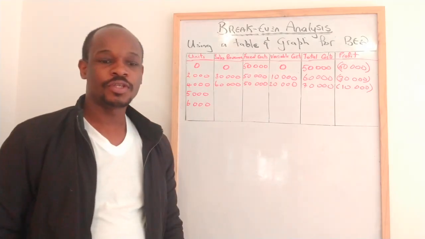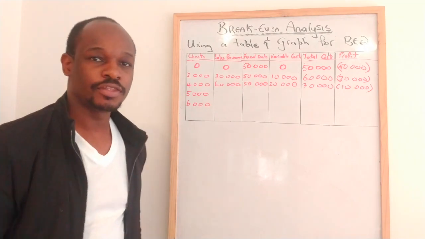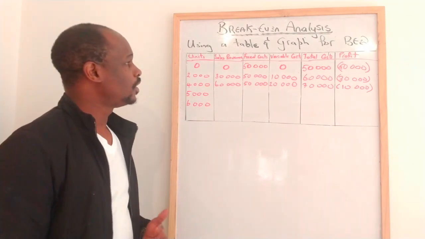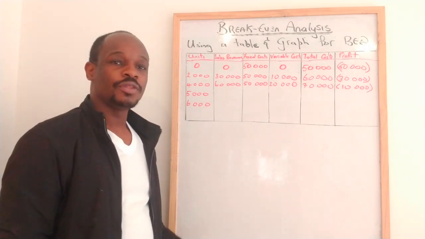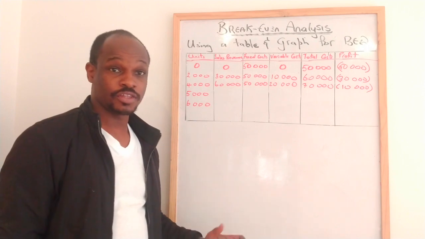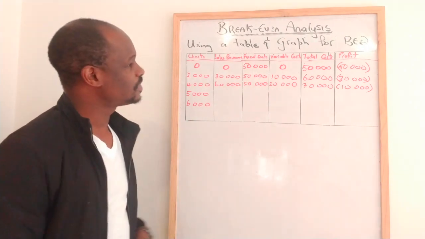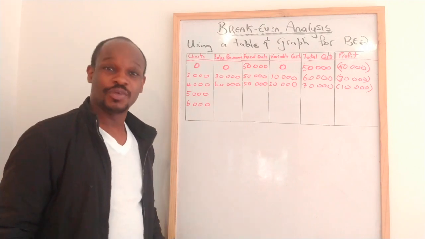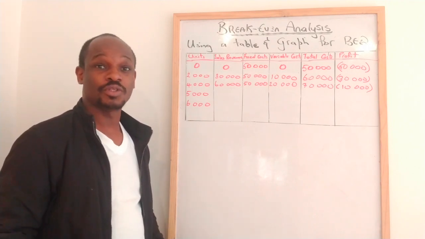Okay. So now we're going to continue, and this time we're going to look at how we can do the break-even using a table. Then we're going to look at a graph, and then we're going to look at the formula. So this is my little board here that I have. Not so neat, but we can use it to accomplish what we have here.